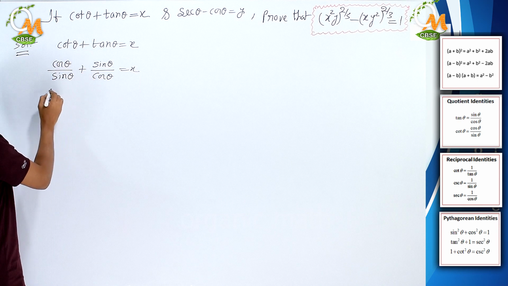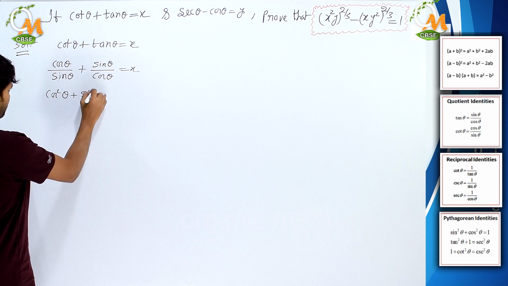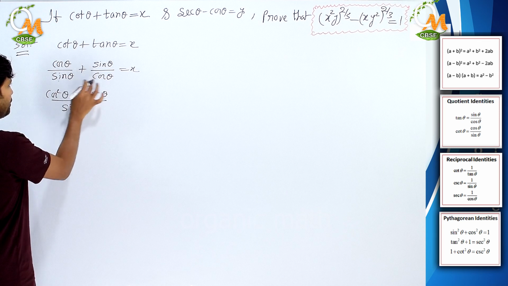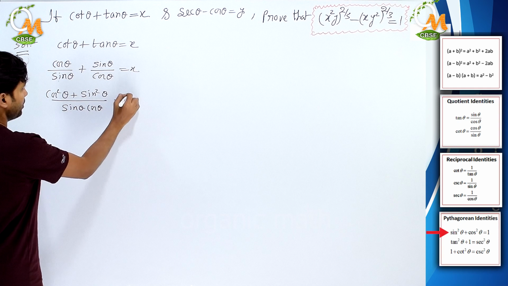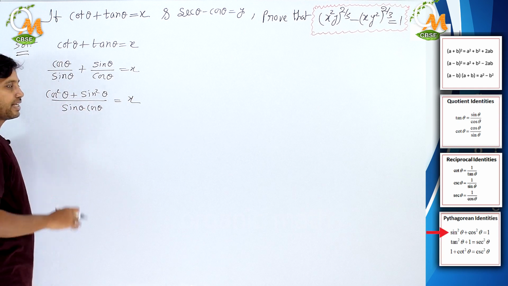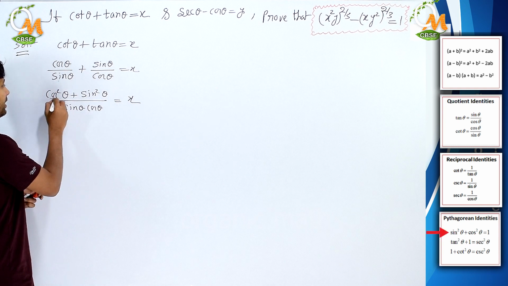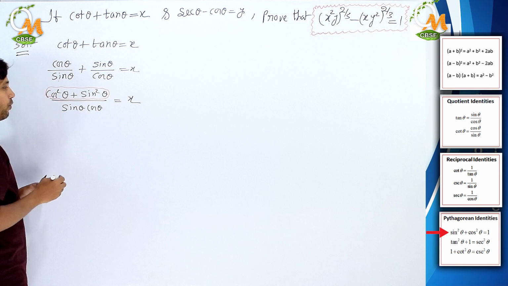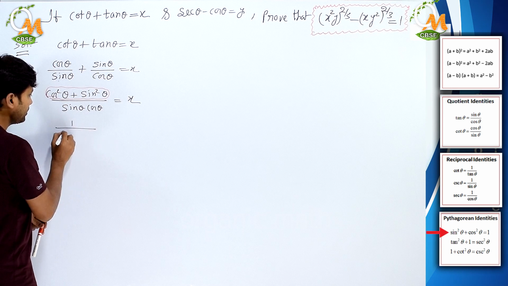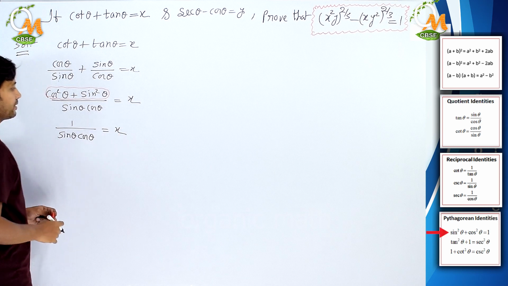Take LCM here, cos theta into cos theta, that would be cos square theta, and sin theta into sin theta, that would be sin square theta, by sin theta into cos theta equal to x. Now see this here, cos square theta plus sin square theta. Is it an identity or not? Yes, it's the first trigonometric identity and its value would be 1. So we can put down 1 here. 1 by sin theta cos theta equal to x.